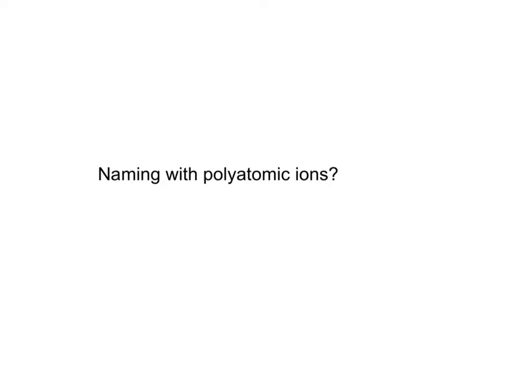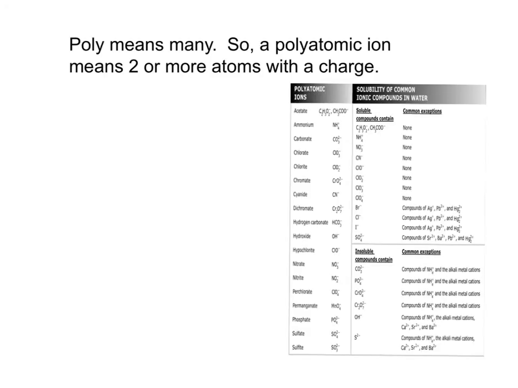Alright, so in this video we're going to talk about naming with polyatomic ions. Poly means many, as you know from math class. If you have a polygon, it has many sides. So a polyatomic ion, poly meaning many, atomic meaning atoms, is many atoms, and it's an ion, which means it has a charge, so it has gained or lost electrons. So two or more atoms with a charge.